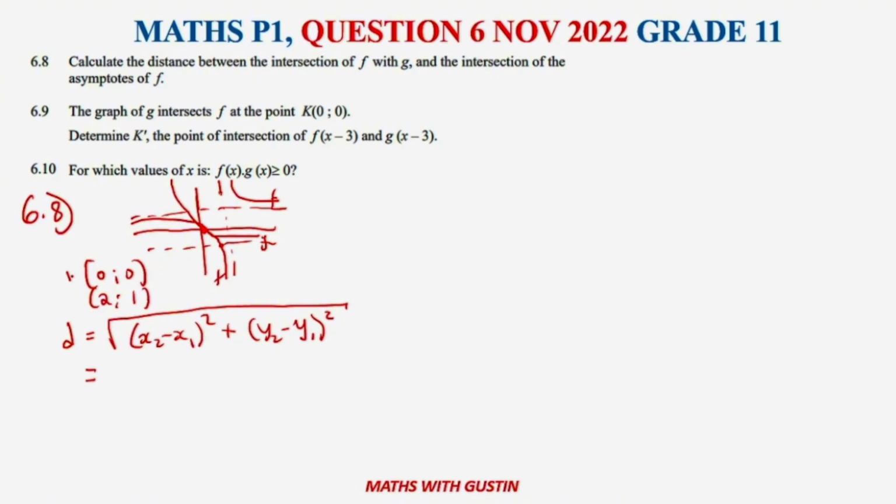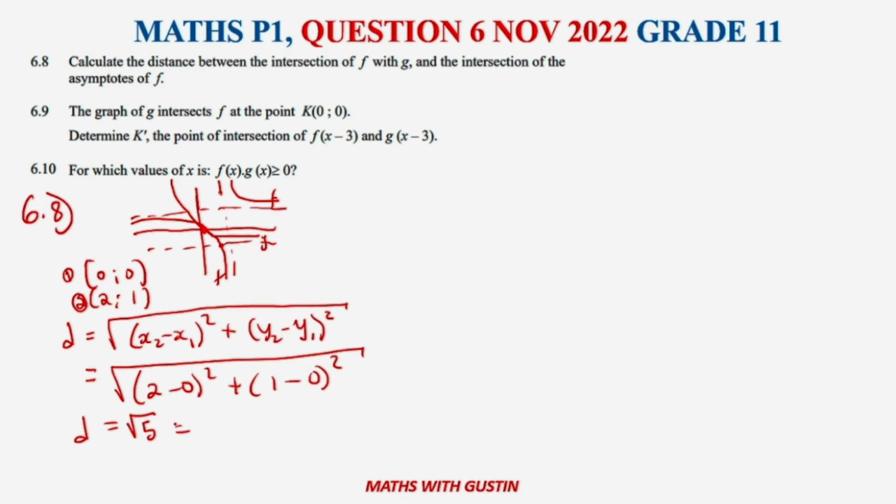I'm going to choose this one as coordinates number 1, and this will be number 2. So therefore, the distance is the square root of open bracket 2 minus 0 squared plus y, which is 1 minus 0, all squared. I'm not going to waste time, I'm going to punch this directly into our calculator, and I found that it gives us the square root of 5, which is equal to 2.24.